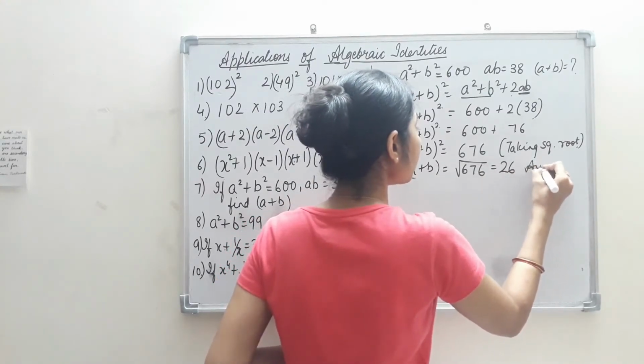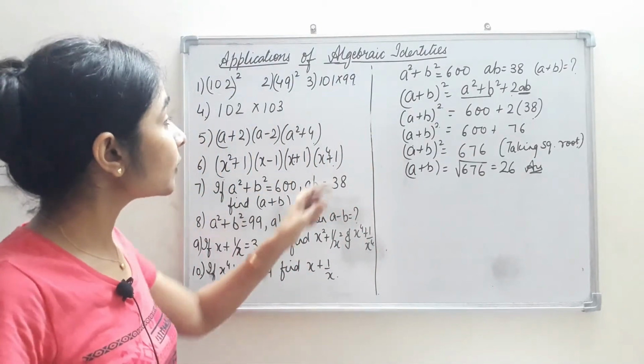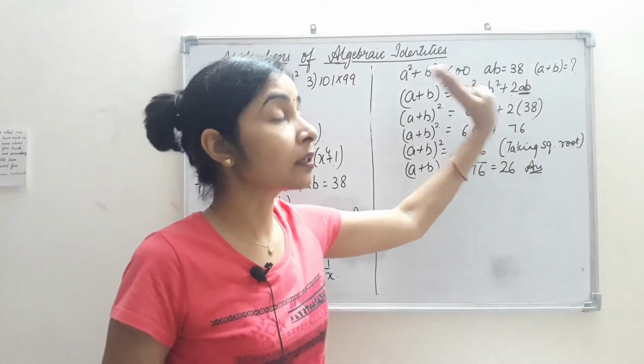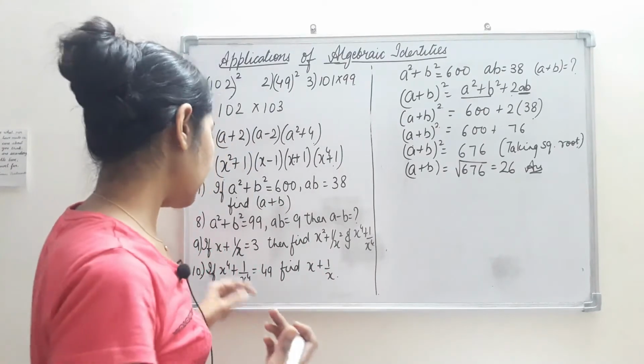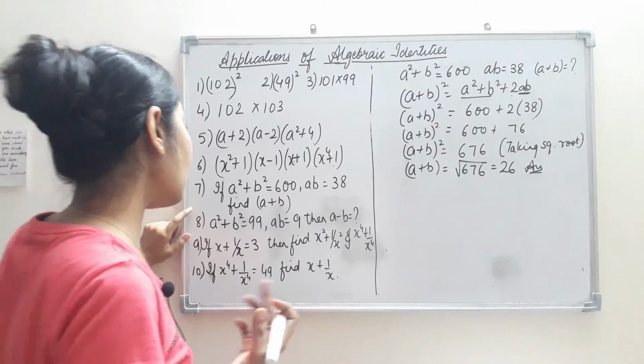So the value of a plus b is 26. Okay, so like this we need to identify which identity these three things that we are given belong to. Similarly, let us see the next question.